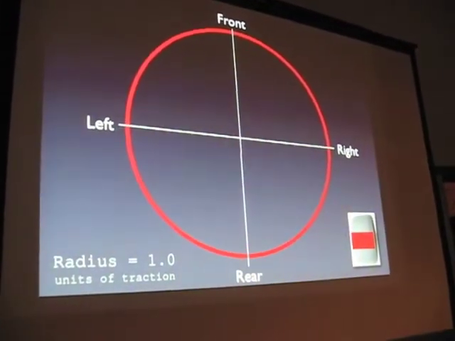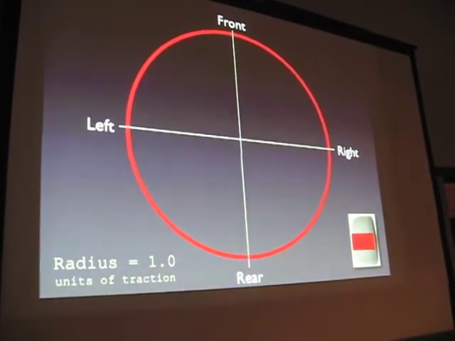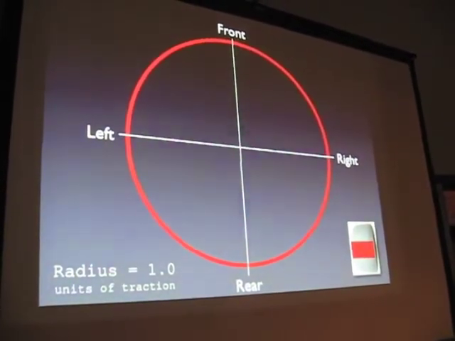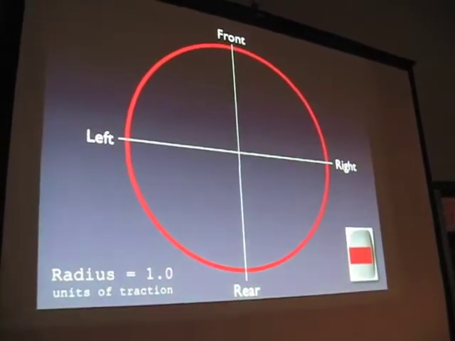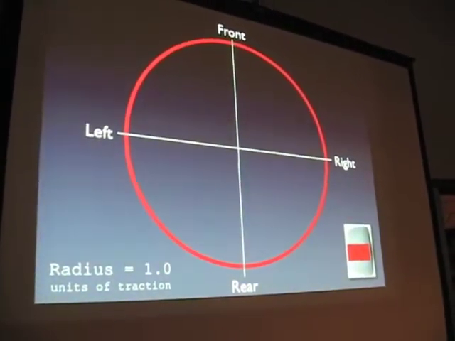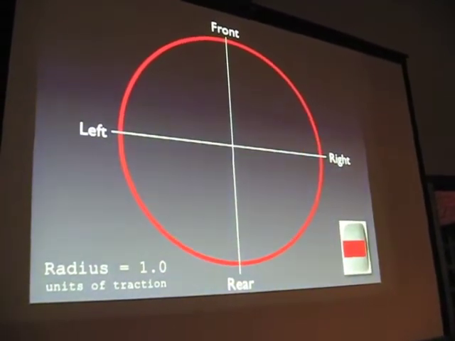Let's ignore what it actually is. And you have 1 unit of traction in any direction on the car. You actually have a little bit more laterally because the width of the tire is usually wider than the contact patch's height. This would actually be elongated a little bit.